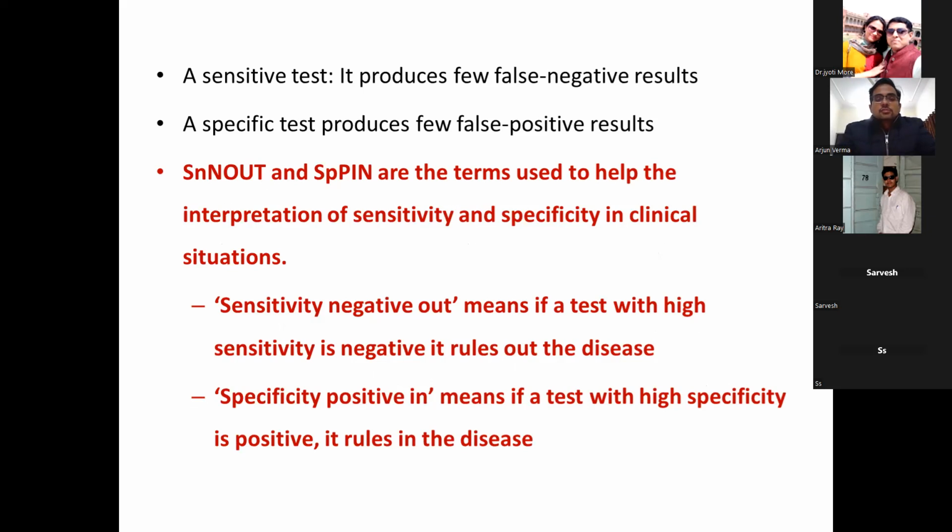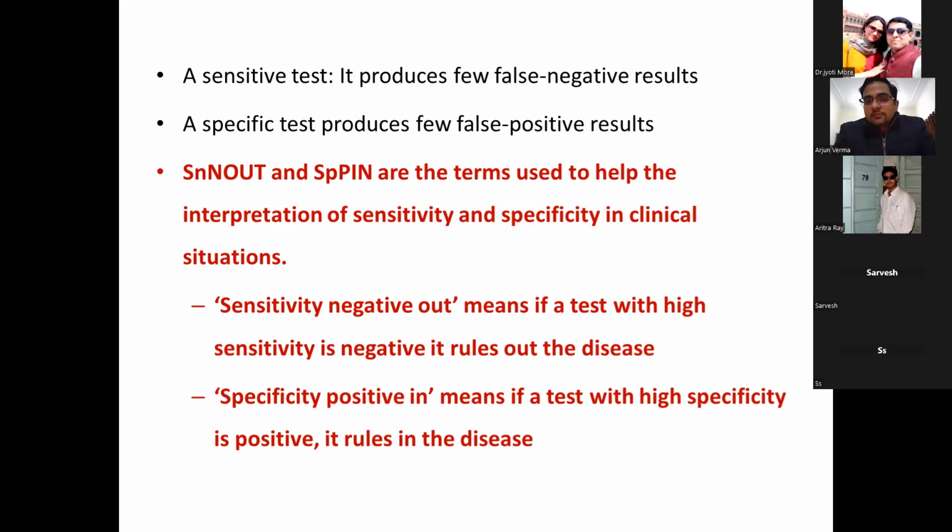Next slide. So another important point that you need to remember is what is SnNout and what is SpPin. Now, this is a very common mnemonic which is being used, and it is very important to understand. So what is SnNout? SnNout is basically sensitivity and out. That means sensitivity, if negative, will rule out a disease.